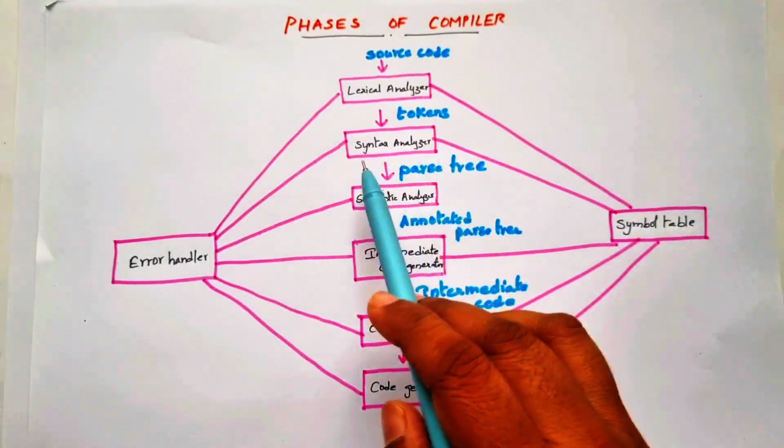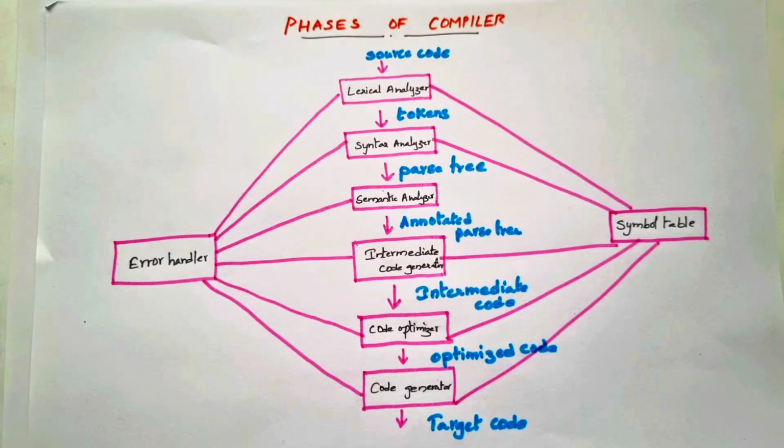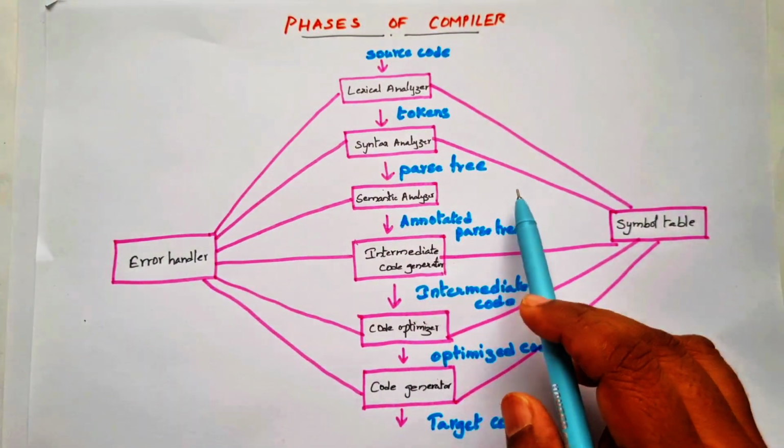The second phase is syntax analyzer. It is also known as parser. The parser receives tokens from the lexical analyzer and checks whether they follow the given grammatical rules of the programming language. If the program structure is correct, the parser builds a parse tree, which is also known as syntax tree.